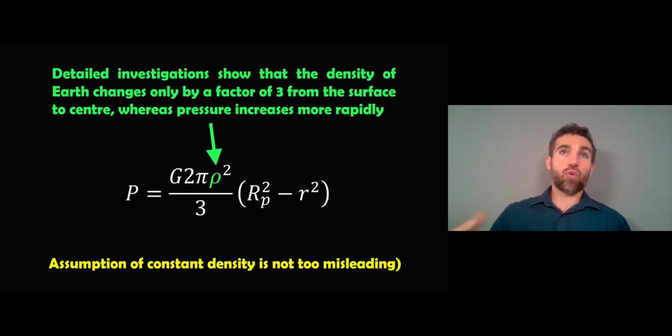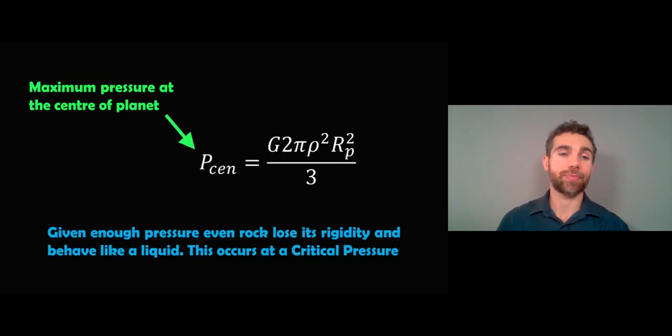Now, real investigations of the Earth show that the density changes by about a factor of 3 from the surface to the center, whereas the pressure increases much more rapidly. So it's not too misleading to assume that the density doesn't change. Our assumption of the density not changing is not too bad, and it's going to give us a good approximation.